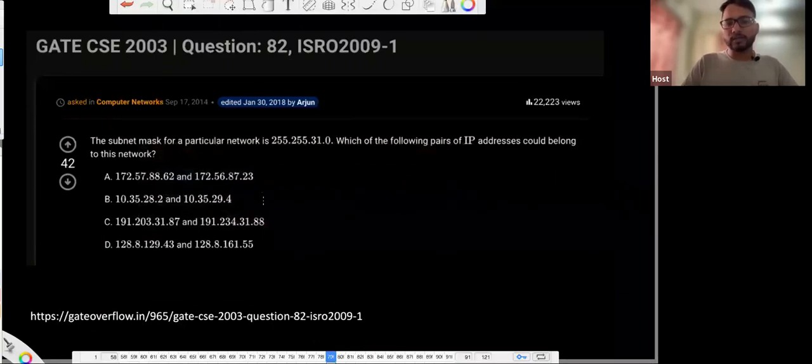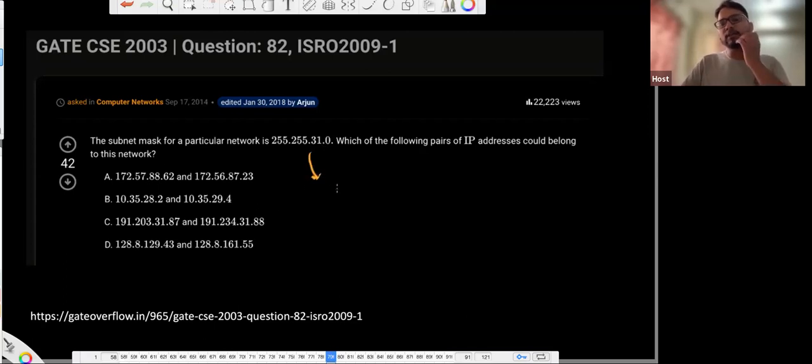So this question was asked in GATE 2003, where they are saying the subnet mask for a particular network is this. Which of the following IP addresses could belong to this network? They are asking about these two. Can these two belong to this network? Let's just check. What does this mean? How many bits are fixed?